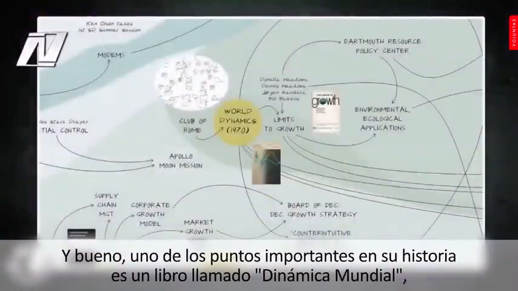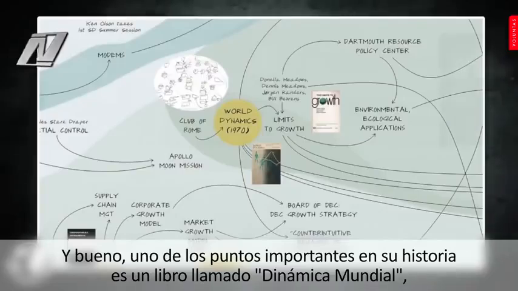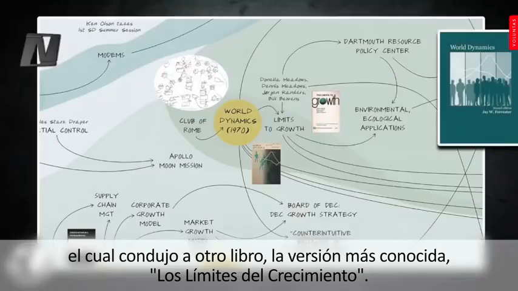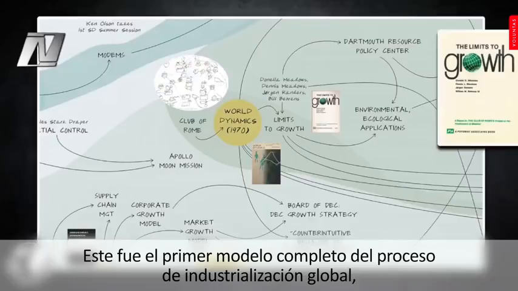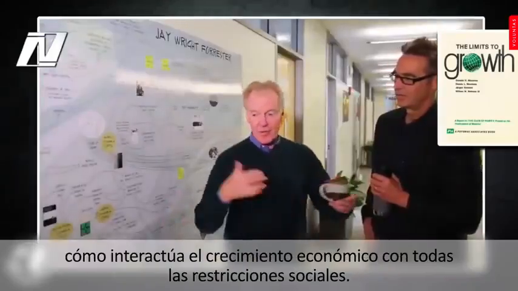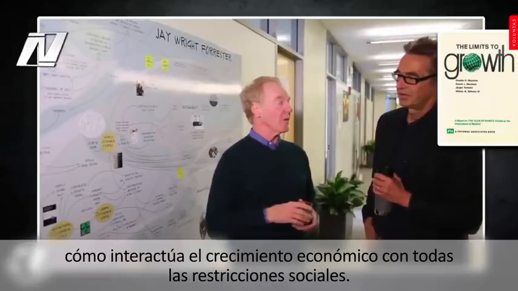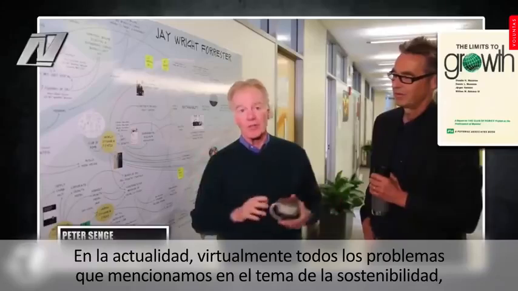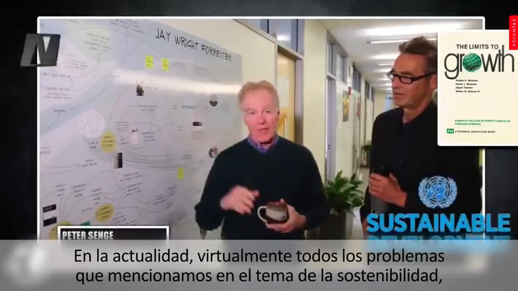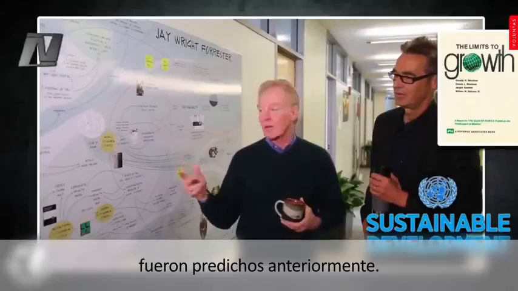So one of the kind of milestones captured in Kelvy's wall here is a book called World Dynamics, which led to another book, the popularized version, called The Limits to Growth. It was the first complete model of the global industrialization process, how economic growth interacts with all the environmental and social constraints. So today, virtually all the issues we talk about under the general heading of sustainability were foreshadowed.